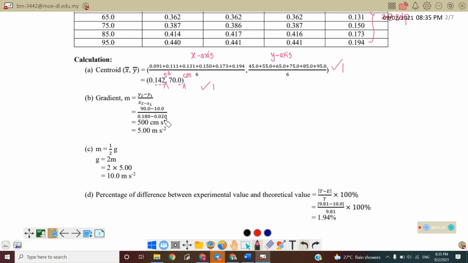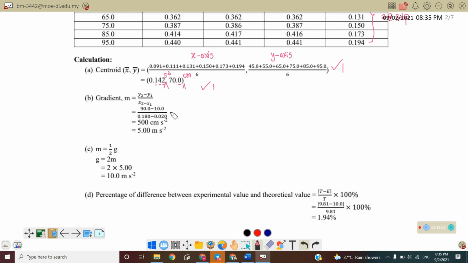Okay, for the x-axis just now we know that we can read until 3 decimal places. So 0.180, we cannot write 0.18 because we must write 3 decimal places based on the scale that we read just now, the half of the smallest scale. Here we must write 0.020. Okay, so now we take 90.0 minus 10.0. Here we will get 80.0.